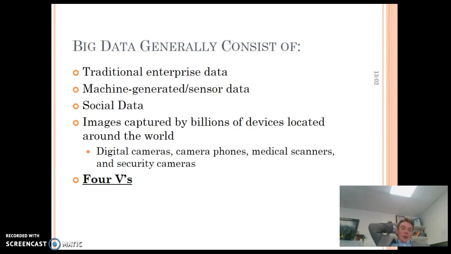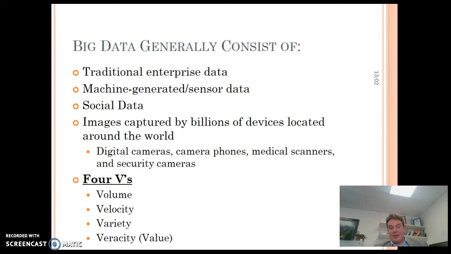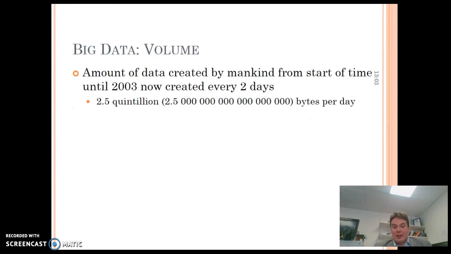So if you want to capture what big data is, and you want one takeaway from section 2 of this, it's the 4 V's: volume, velocity, variety, and veracity or value. And we're going to talk through those 4 V's, but it's really important that you know what they are, because it gives you a framework to think about big data. So the volume: more and more and more of it. The amount of data created by mankind from the start of time till 2003 is now created every 2 days. It's 2.5 quintillion bytes per day, and that's lots.